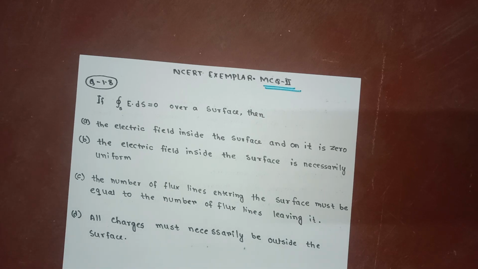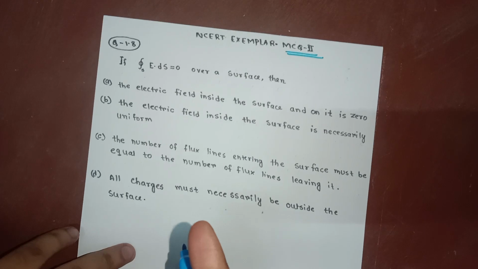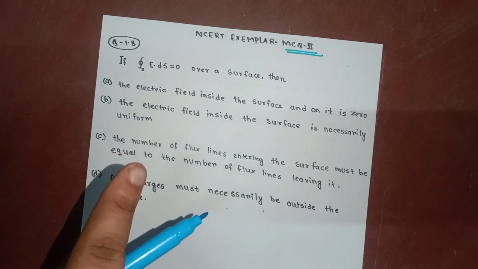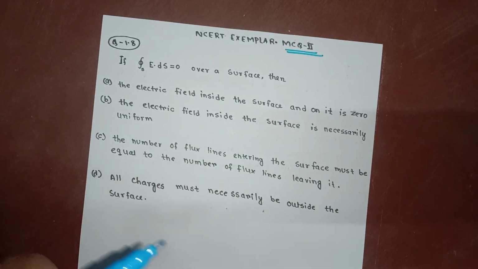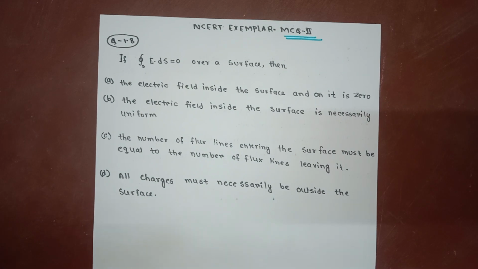Today we are starting NCERT Exemplar MCQ problem 2. So MCQ 2 means what? This is not only one option correct, more than one option could be correct. One option could be correct. There are also chances of more than one. So what we are going to do, each and every single point we have to read very carefully.